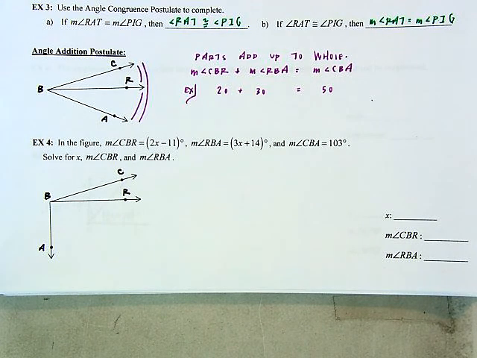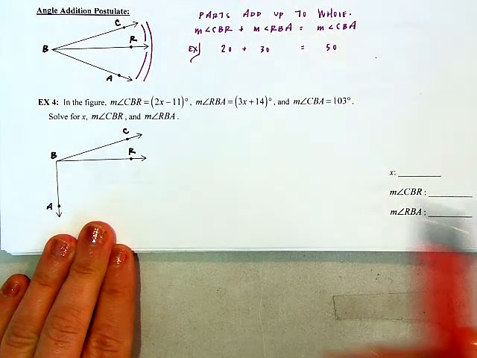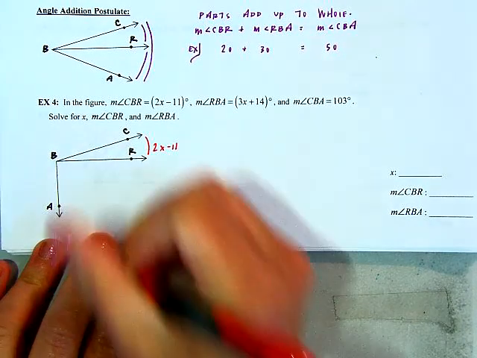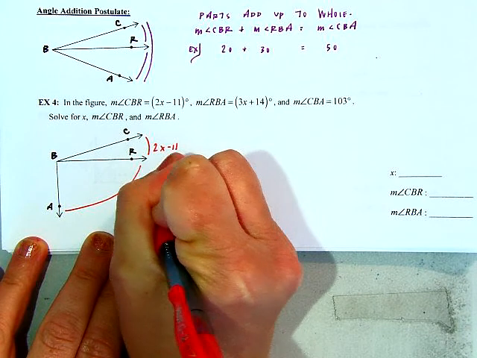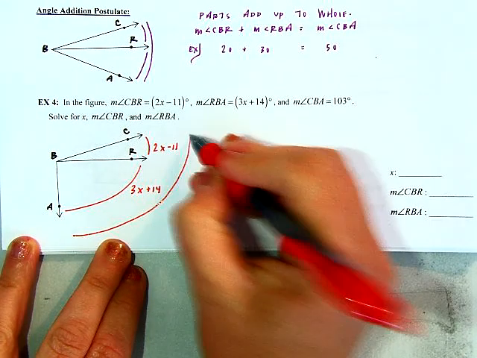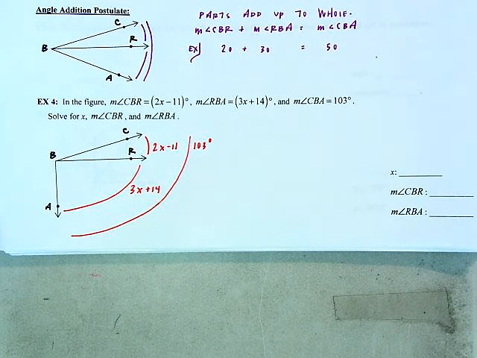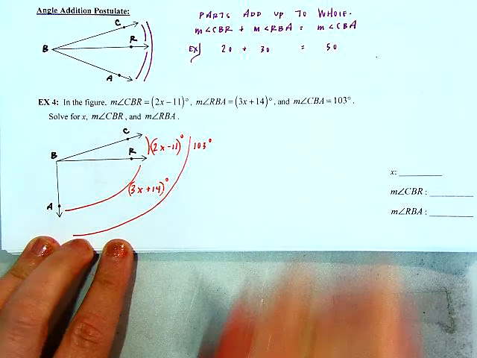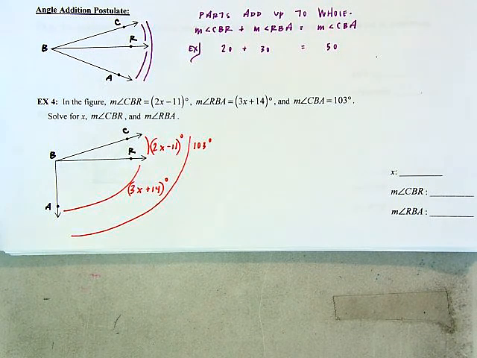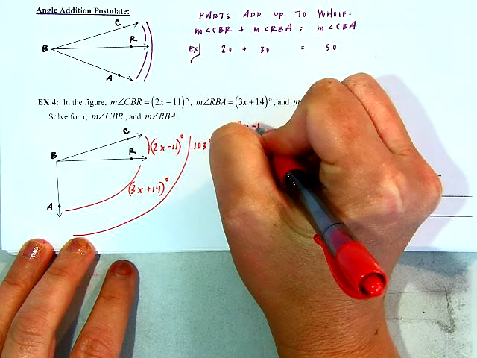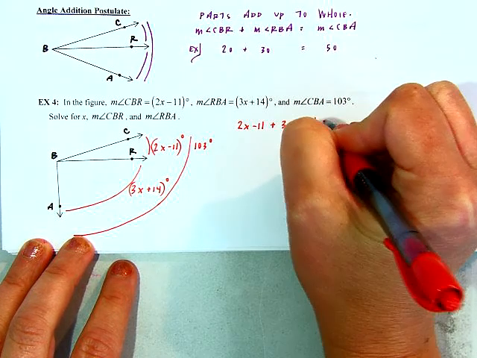All right, so here's an example using the angle addition postulate. So in the figure, we're told that the measure of CBR is 2x minus 11. So right here, 2x minus 11. Okay, RBA, so this measure here is 3x plus 14. Okay, and then CBA is 103. CBA is the entire thing, and that's 103. Okay, so we know that the angle addition postulate says, well, these smaller parts, they add up to this larger whole. Okay, and right now we know that this part is the 2x minus 11, and this part is the 3x plus 14, and then this part is 103 degrees, all in degrees. Okay, so parts add up to a larger whole, so I can say that these two add together and equal 103. So I can say that 2x minus 11 plus 3x plus 14 equals 103.